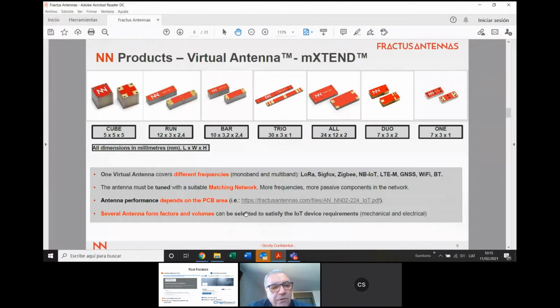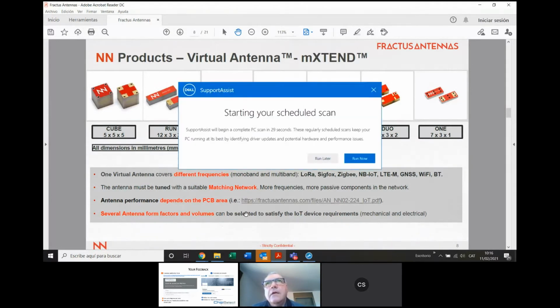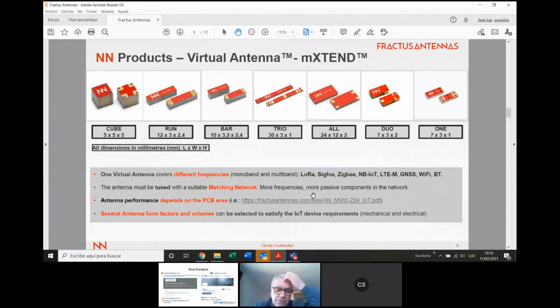And as I said, we are giving you several antenna form factors in volume and also in surface to be selected for your IoT devices. If you have any constraint in mechanical or in electrical, then you have options to use that. It is different than other antenna suppliers that open the catalog and give you 200 options: give me the frequency that you want to work with, and then I will give you the antenna. No. In this case, the frequency is selected by you. It's not given by the antenna.